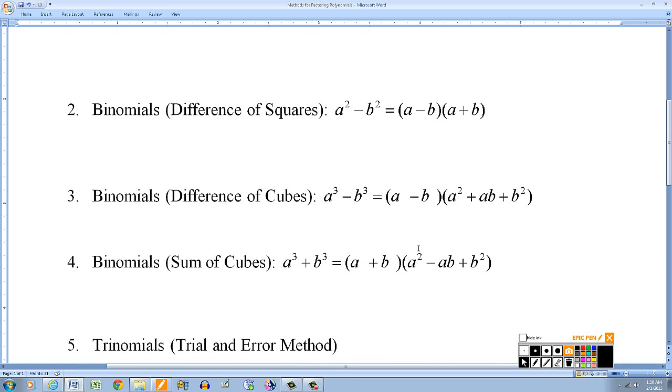Okay. If you're dealing with binomials, and in this case you have the sum of cubes, notice the two formulas are very similar except for some of the signs. So a cubed plus b cubed is factored into, first factor is the sum of the cube roots, a plus b, and then the second factor is the square of the first root minus the product of the two roots plus the square of the second root.